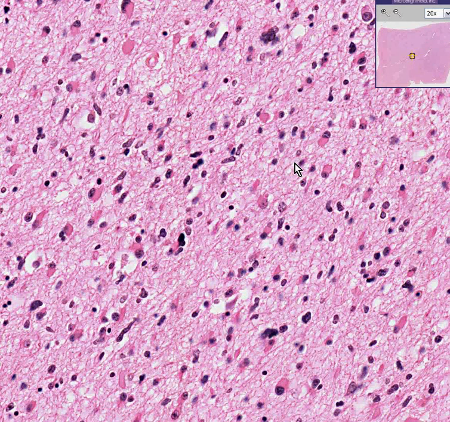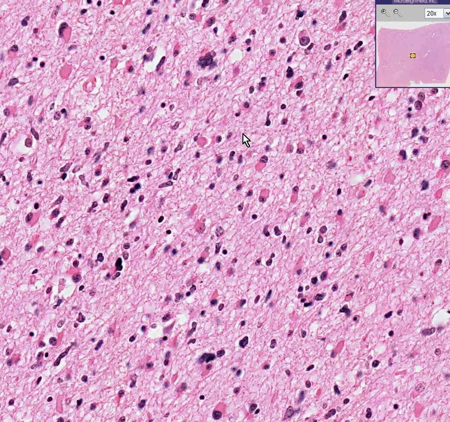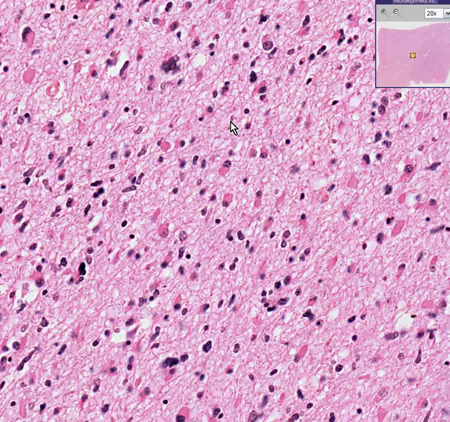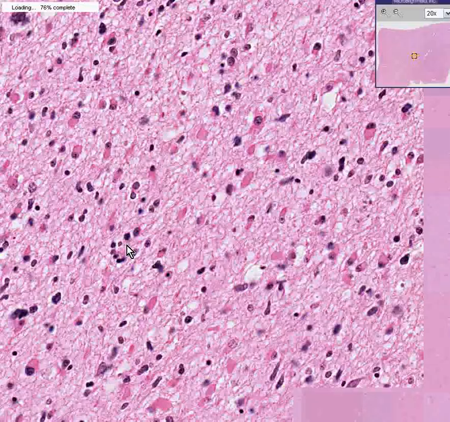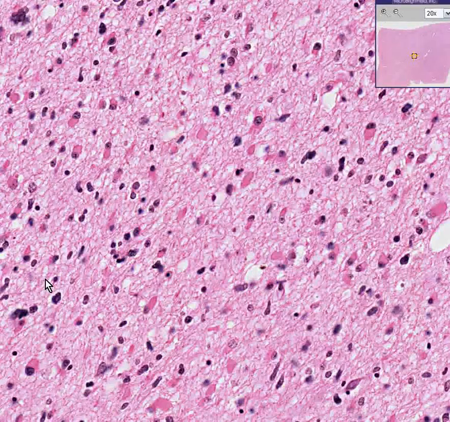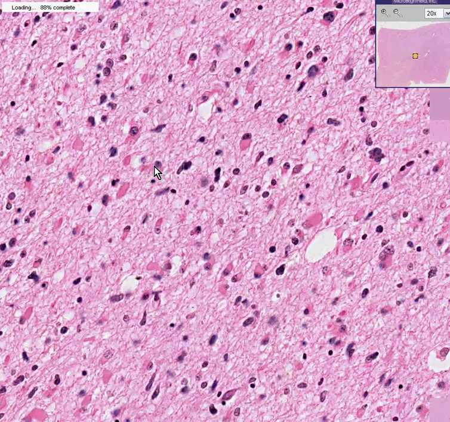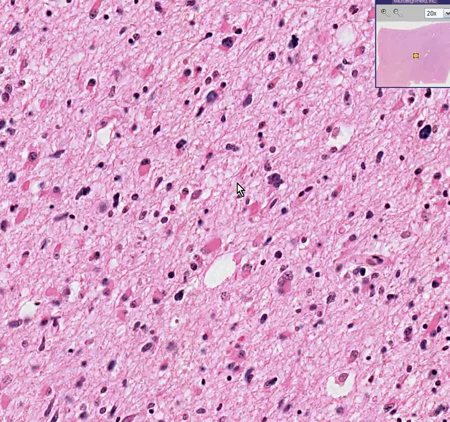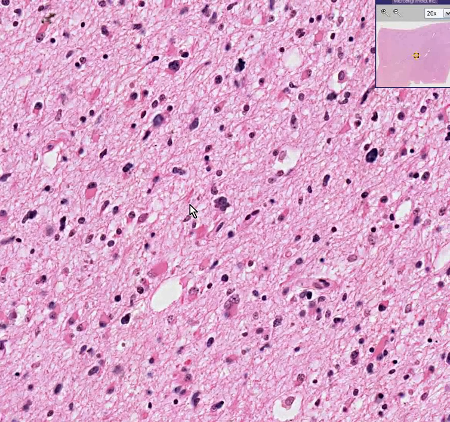But this is a low-grade astrocytoma. Astrocytomas are generally called gliomas as well. Notice that they don't look terribly abnormal. Some may be a little bit bigger and darker than they should be, but for the most part, when you look at these cells, and 90% of these are glioma cells, notice that they look kind of benign.